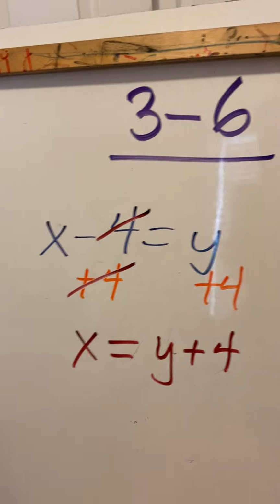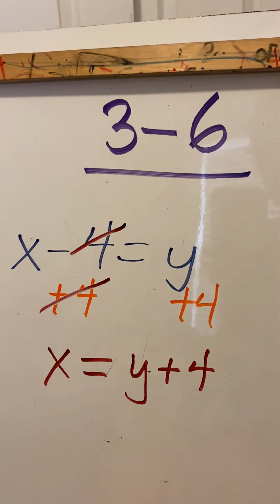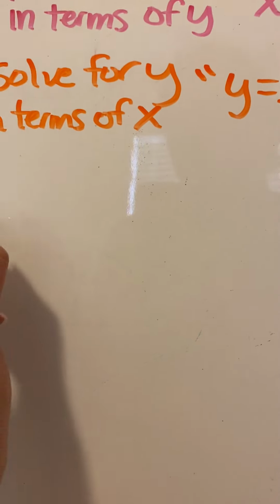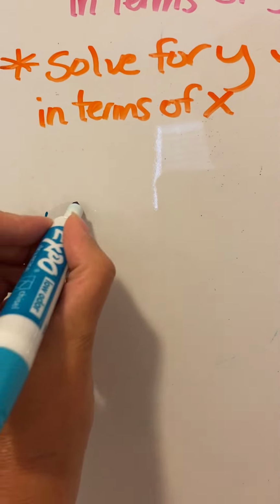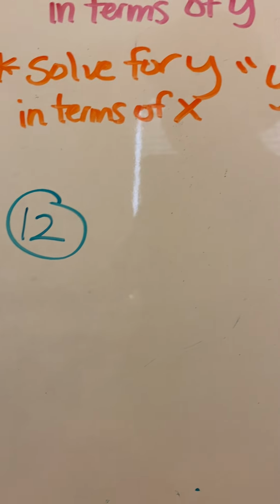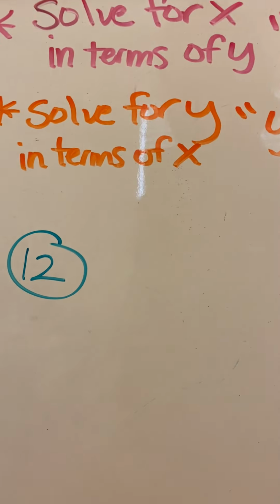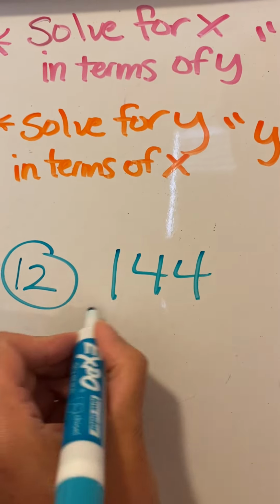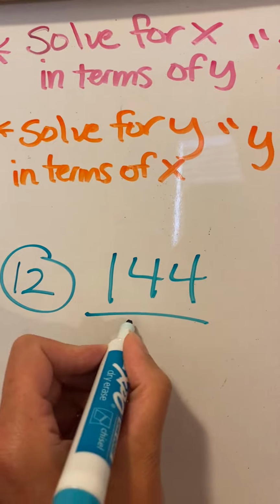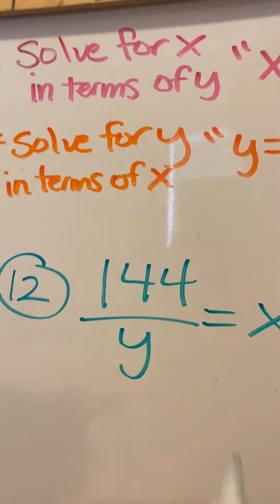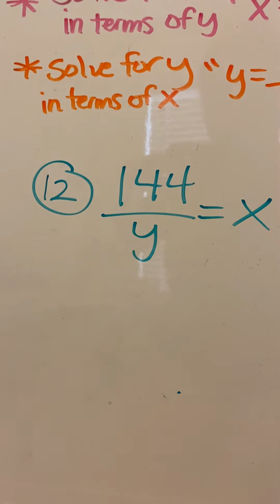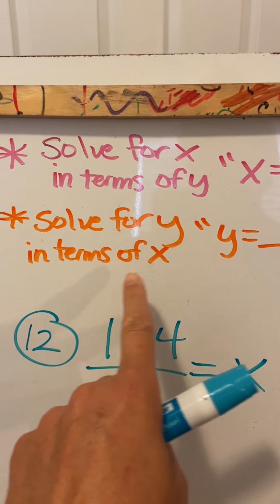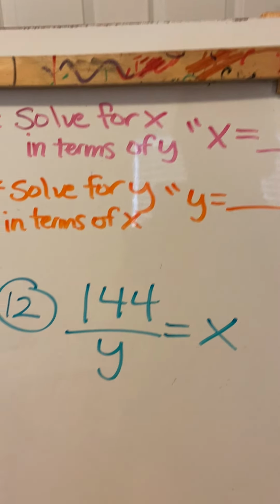Okay, and the next problem is going to be problem 12. Come over here, problem 12. Can you see that? All right, number 12, also on your 3-6 worksheet. And this problem is 144 over y equals x. And again, in this set of problems at the bottom of your worksheet, it says solve for y in terms of x. So we want y by itself this time.